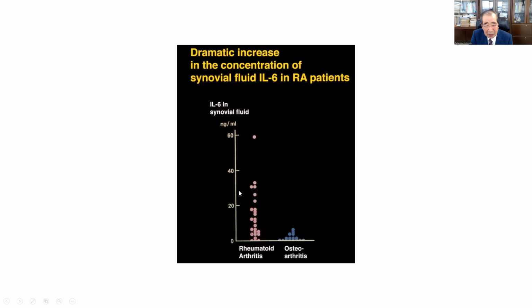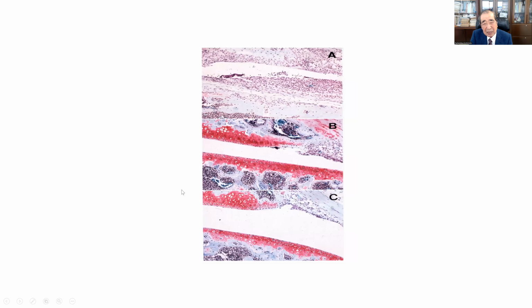Then rheumatoid arthritis, where many patients were present. Very high IL-6 in the joint compared to osteoarthritis. So we tried to treat rheumatoid arthritis with anti-IL-6 receptor antibody. This is an experimental model, collagen-induced arthritis. You can see very strong inflammation in the joint, massive infiltration of inflammatory cells, and destruction of cartilage.